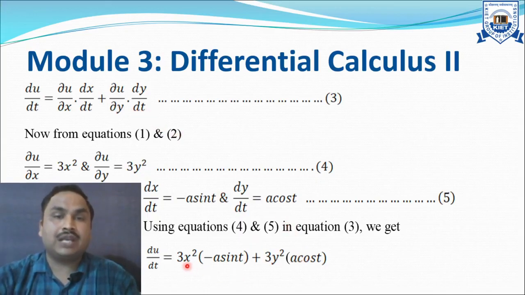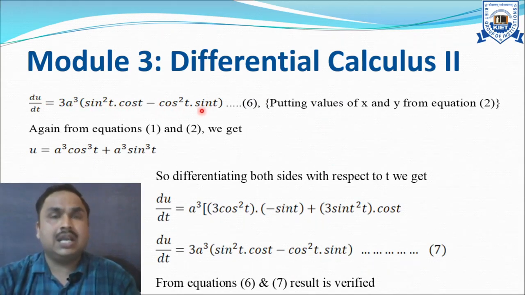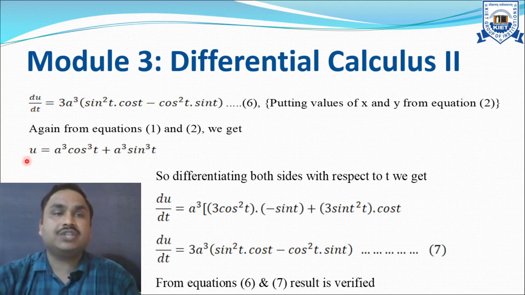Now if we put values of x and y from equation 2 and simplify further, we get du/dt equals 3a³ (sin² t cos t minus cos² t sin t). Again, to verify the result, we shall put values of x and y from equation 2 in equation 1 and receive the value of u in terms of t directly, which will be u equals a³ cos³ t plus a³ sin³ t.